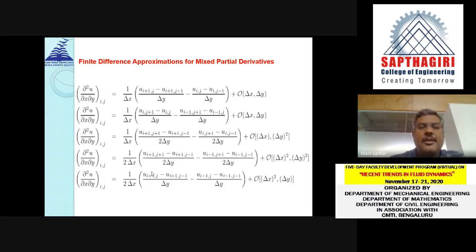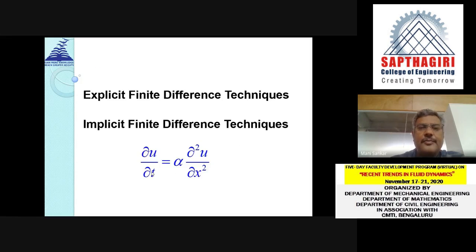And this is the finite difference approximation for mixed order derivative. And when you look at the finite difference technique, it is broadly classified into two different ways. One is an implicit finite difference technique, another one is explicit finite difference technique.